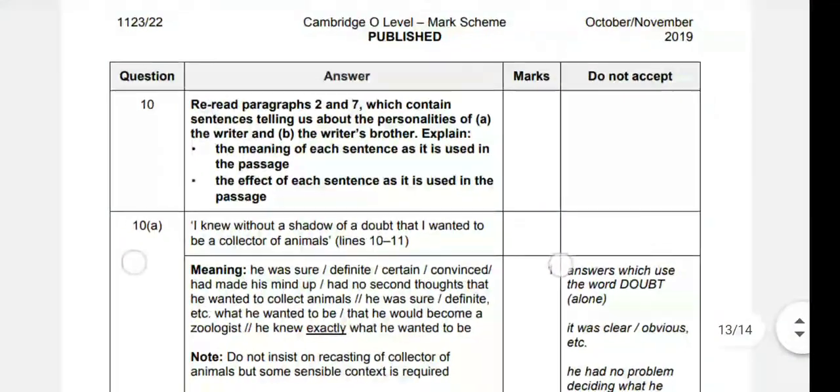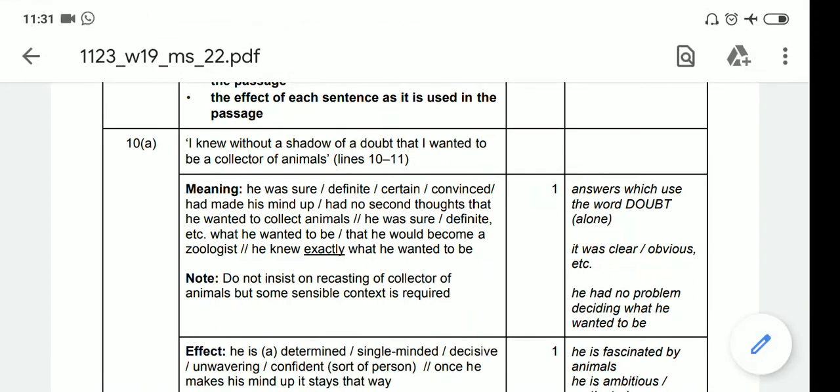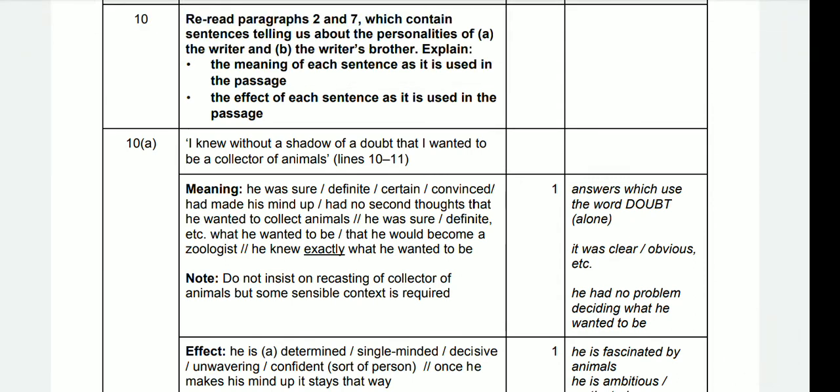Here it is. First sentence is: I knew without a shadow of doubt that I wanted to be a collector of animals. The meaning is, he was so sure, definite or certain or convinced, he had made his mind up, had no second thought that he wanted to collect animals. He was sure, he was definite that he wanted to become a zoologist. So this was the meaning of this sentence, which is very simple.